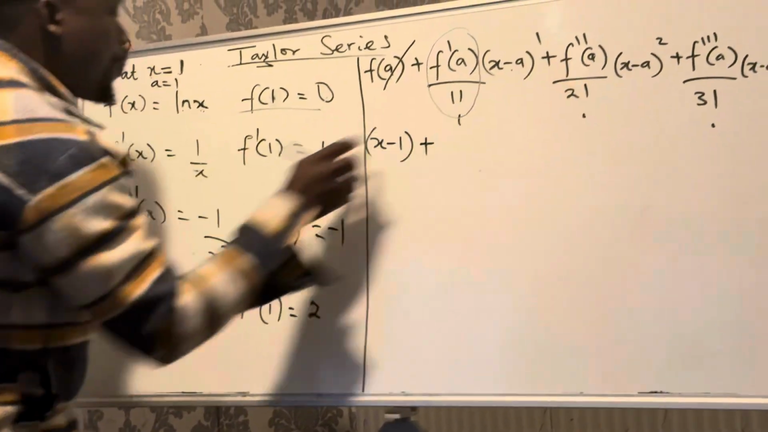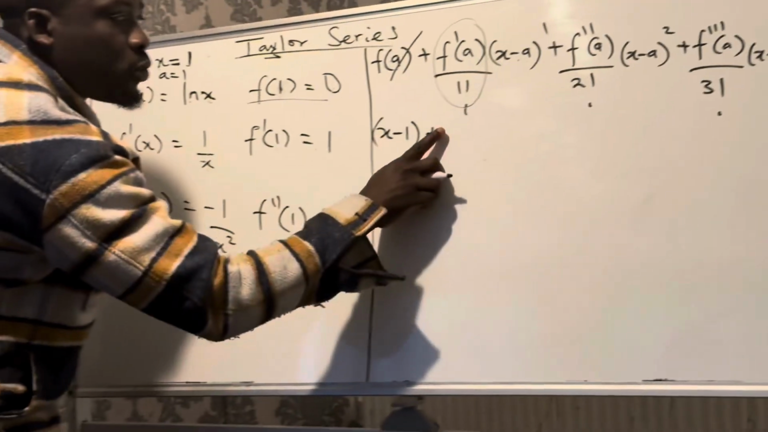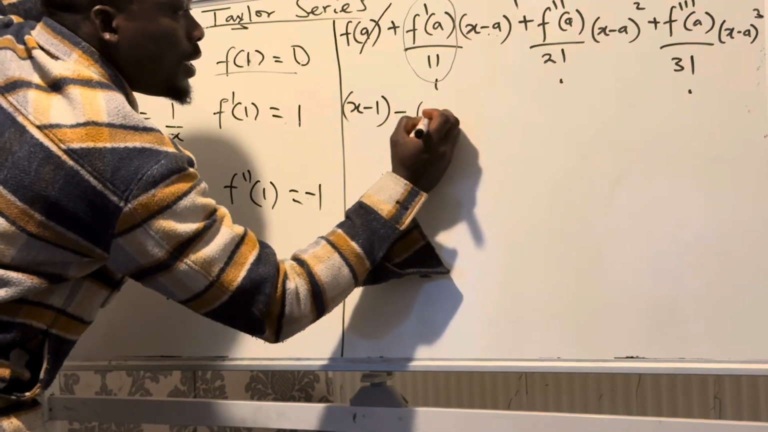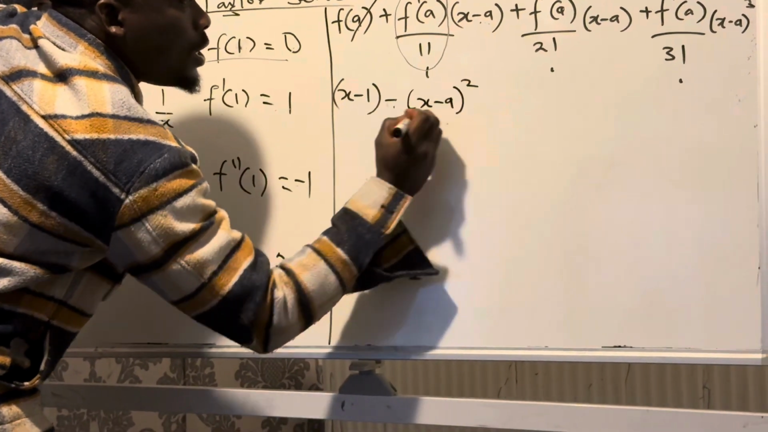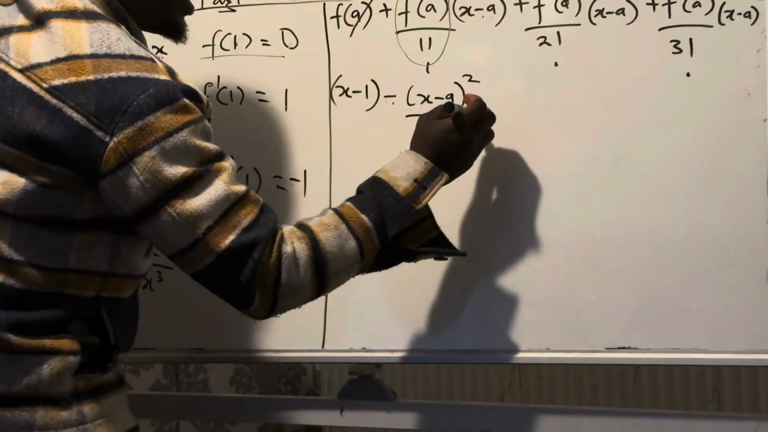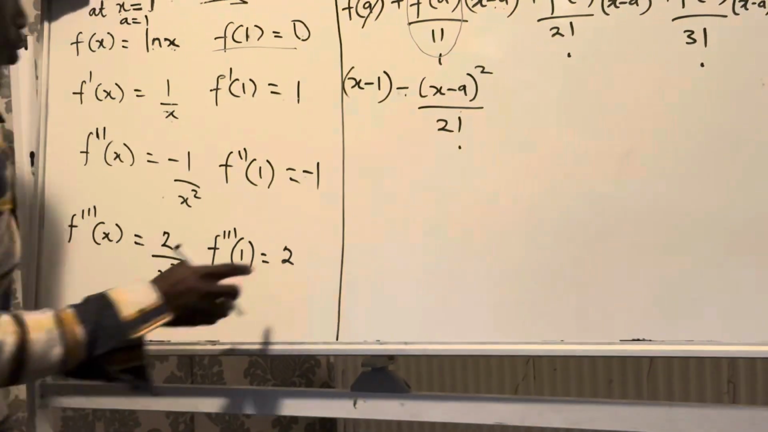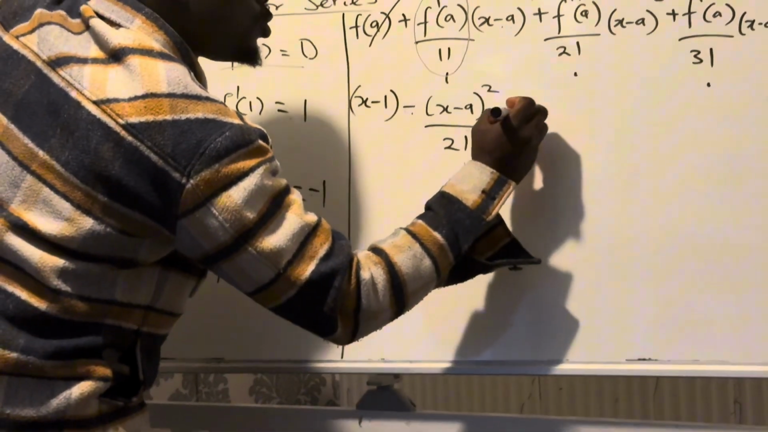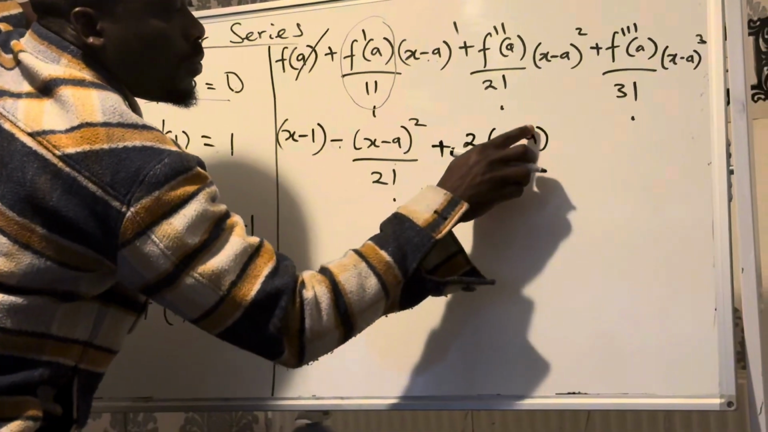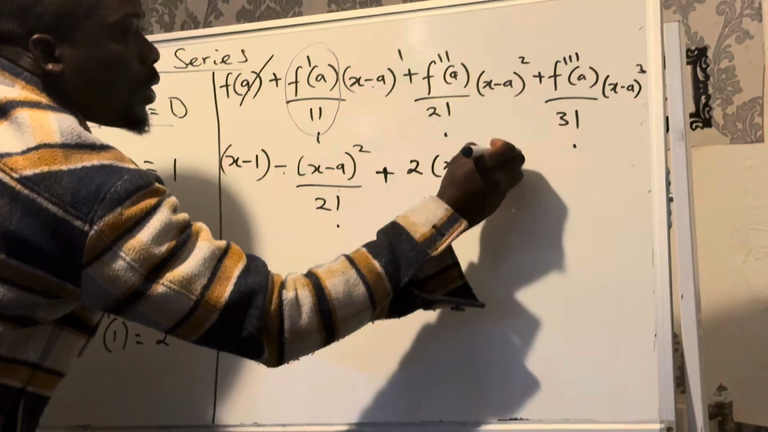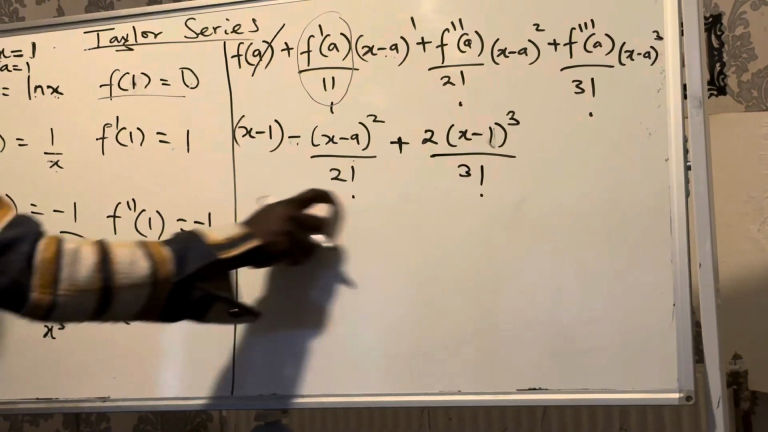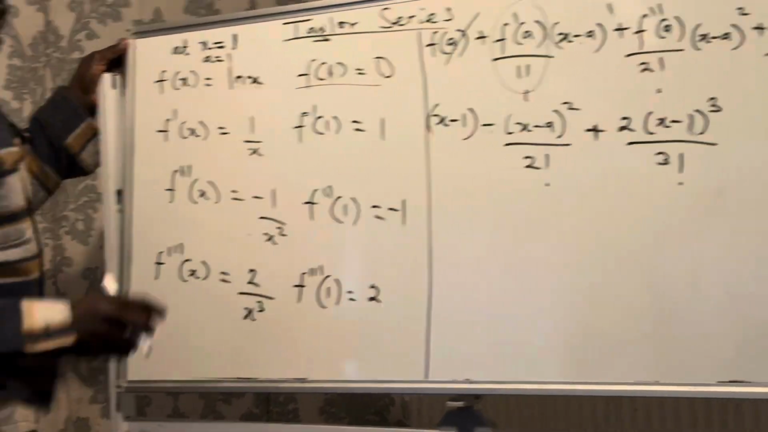Plus f double prime of a, which is minus 1. So it will affect the positive sign here, so this will be minus s minus a all squared over 2 factorial. For the third one, we have 2. So this will be what? Plus 2 times s minus 1 raised to power 3 all over 3 factorial. So this is the series expansion using Taylor series.